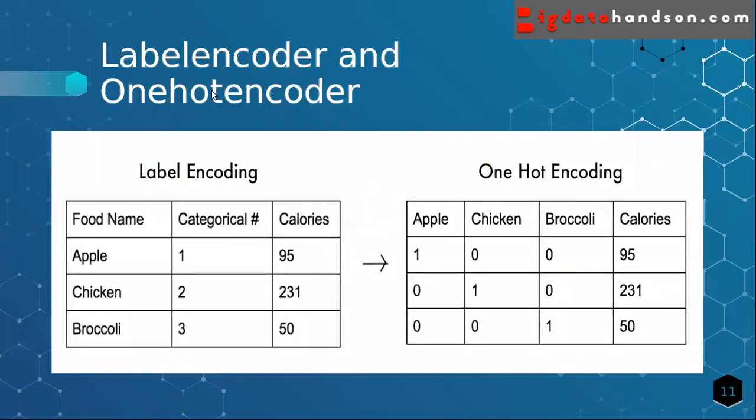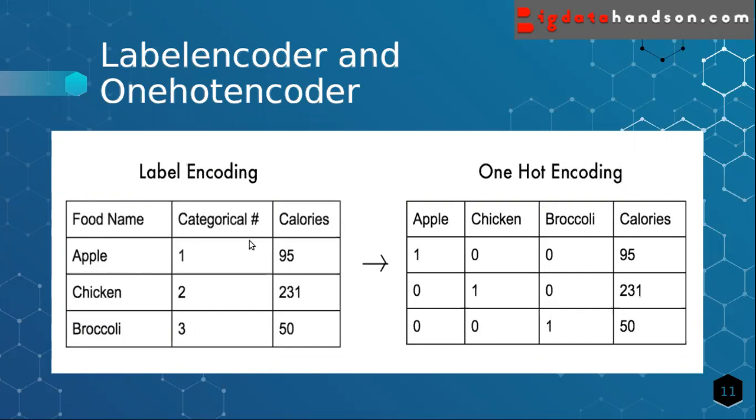Yeah, here. So we have label encoder and one hot encoder. The difference between label encoding and one hot encoding, here it is. Label encoding only converts the categorical labels into numerical ones. Like apple will become 1, chicken will become 2, broccoli will become 3. It's better to use label encoder when you have only two types of categories. When you have more than two, you should go with one hot encoding.